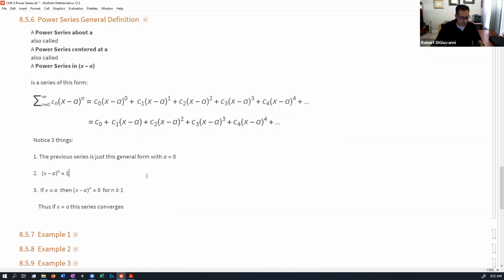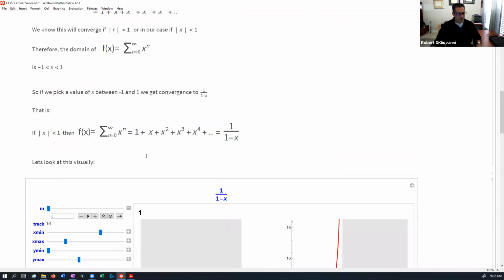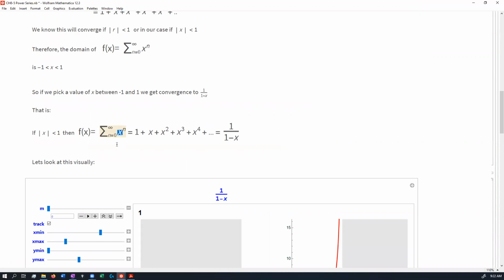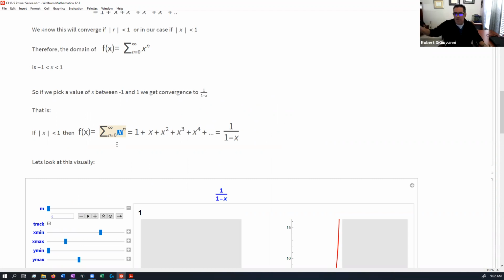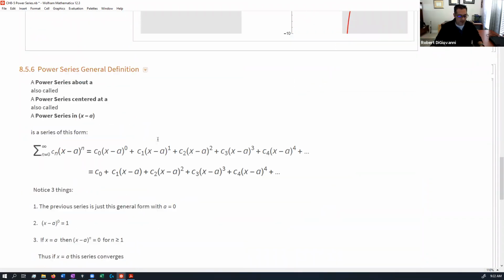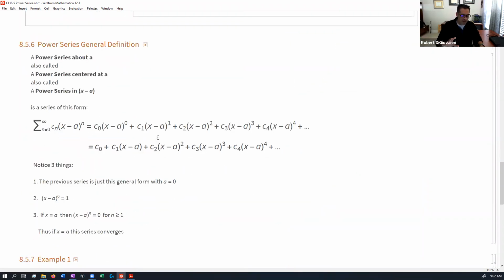So back in our example right here, this one that looked like a geometric series, just think about it. What did I say a was for that? What's a for this power series? 0. So if I plug in 0 for x, I'm going to, of course, have 0 plus 0 plus 0 plus 0. It's going to converge. So that's what this is saying. And that's an important aspect of all power series: you're guaranteed convergence at least at one point. You'll always get convergence at least at one point, and that's when x is a.